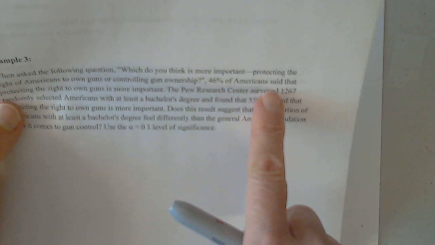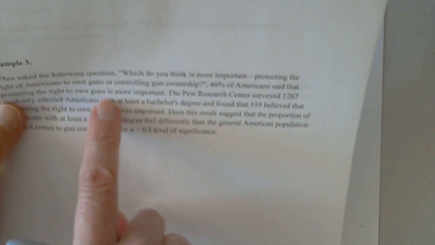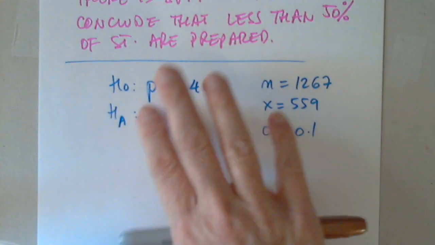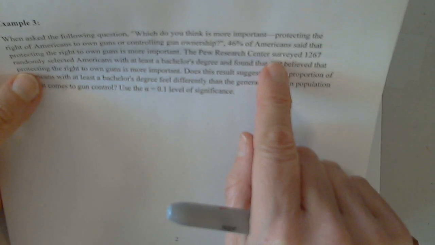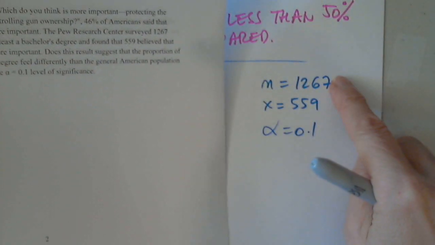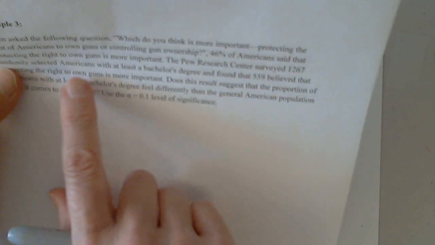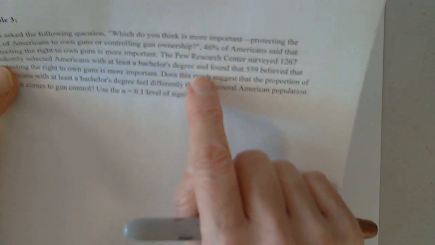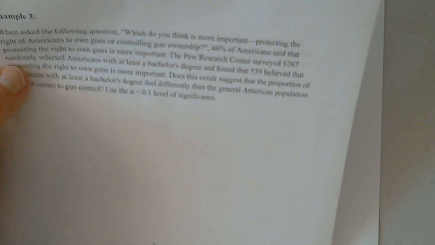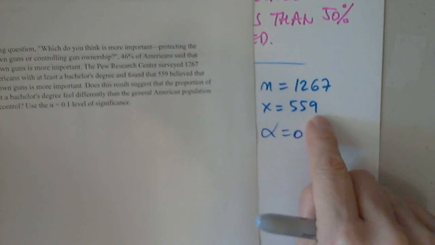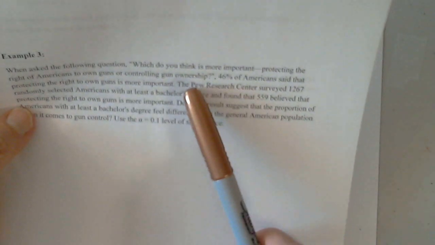So 46% of Americans said that protecting the right to own guns is more important. So this is what is known. The Pew Research Center surveyed 1,267 people, Americans with at least a bachelor's degree. They wanted to know how people with at least a bachelor's degree think about the situation. They found that 559 of those said it's more important to own a gun than controlling gun ownership.